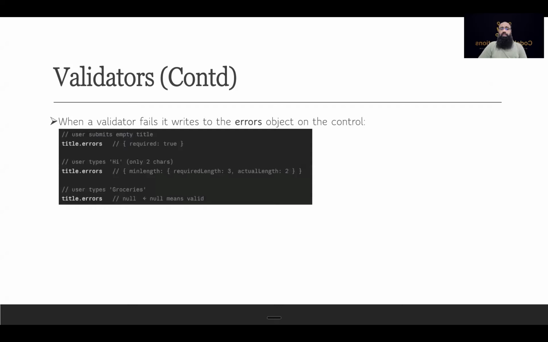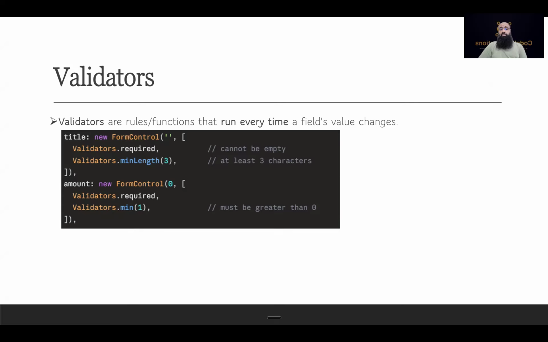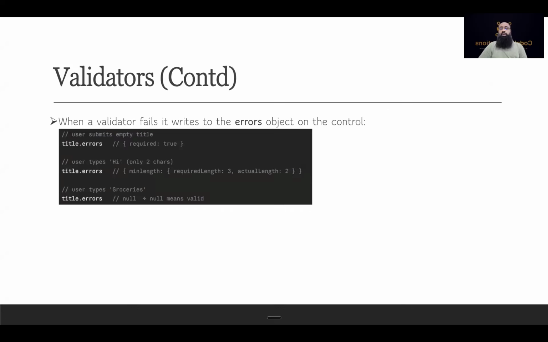Let's say this is the title field, and we have a validator required and a min length of 3. If it fails, title dot errors will give us the errors, and using these errors we can further perform any action on our template. So our template reads these values.